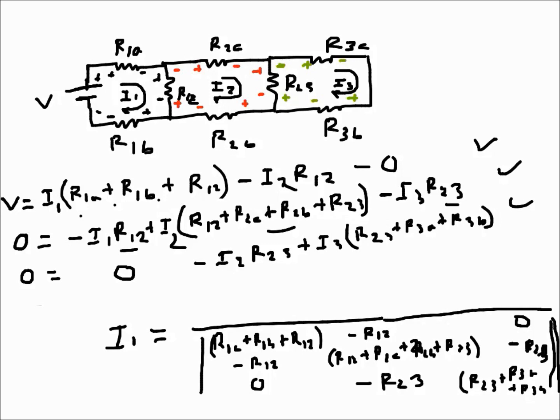This is the denominator. The numerator will be the same, but since this is I1, the first row will be different. The first row will be the left hand side, so it will be V, 0, 0, and the other two rows will be the same as the denominator. So this is just the standard way of solving simultaneous equations. It's nothing to do with the electrical circuit or anything. It's just a mathematical way of solving three simultaneous equations with three unknowns. So anyway, I will just still write this one. It's a bit long.